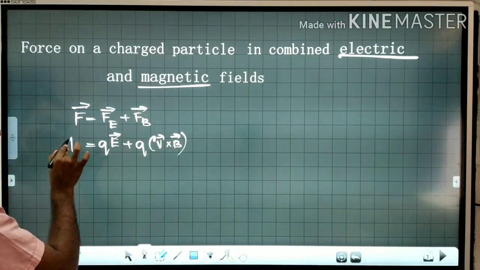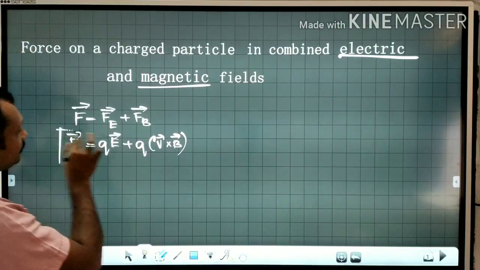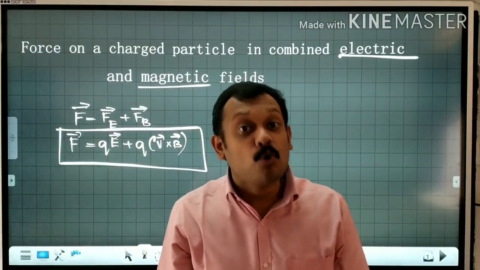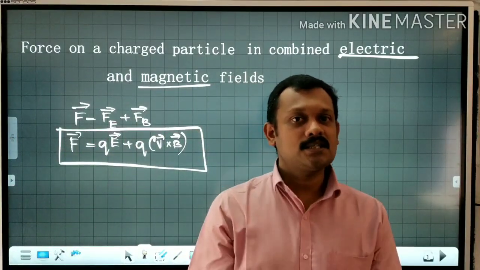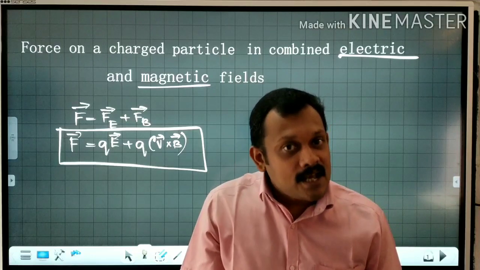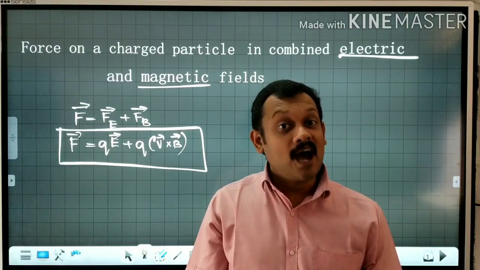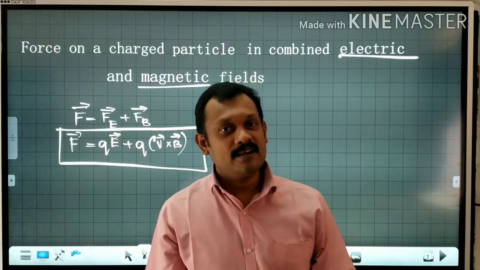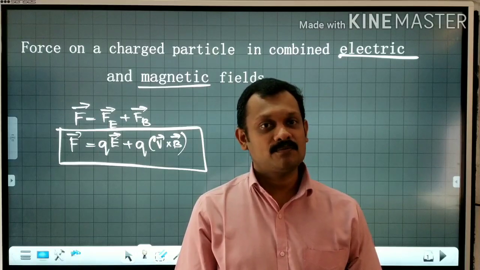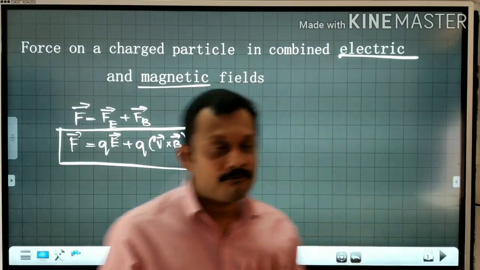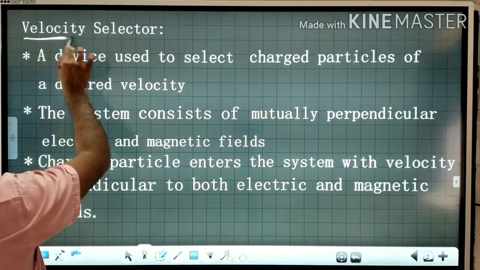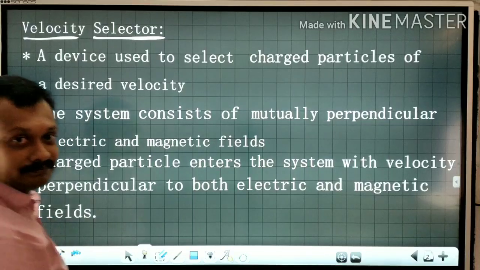So I will say the resultant force on the charged particle is given by this equation. F is equal to QE plus Q into V cross B. That is the resultant force on a charged particle placed in combined electric and magnetic fields. Now we will see an application of this concept. That is where I am going to start the concept of what is called a velocity selector.